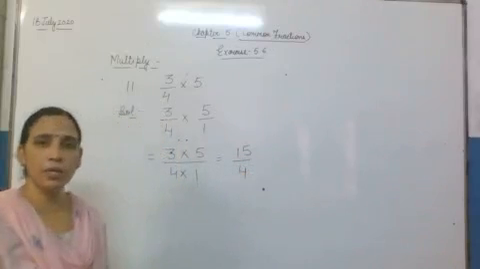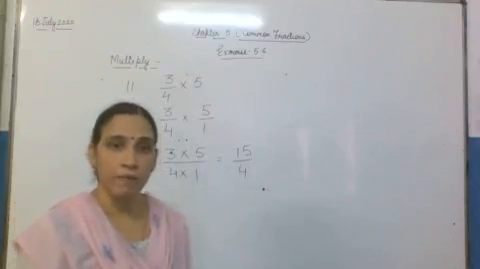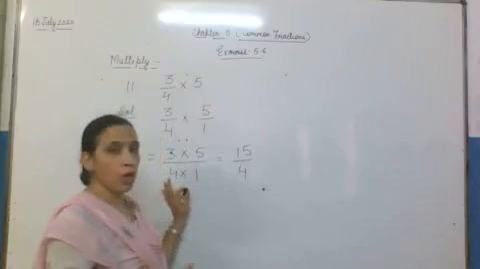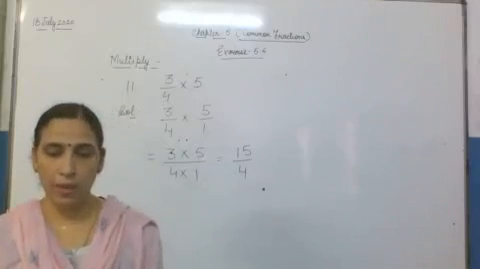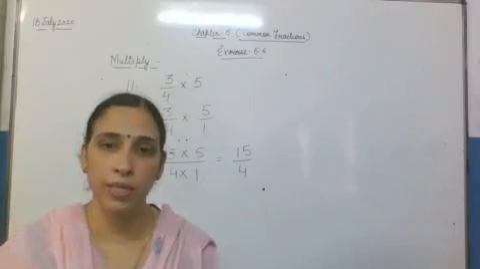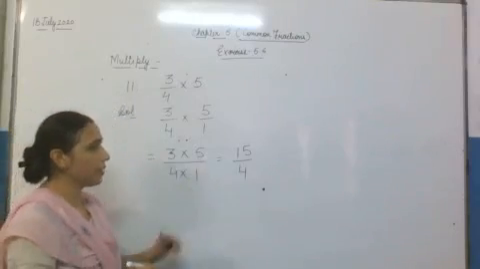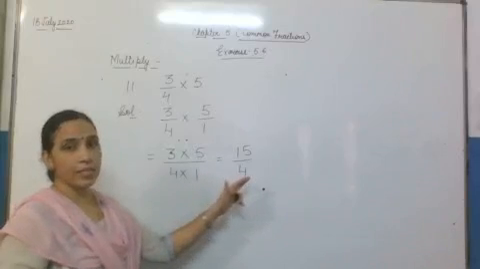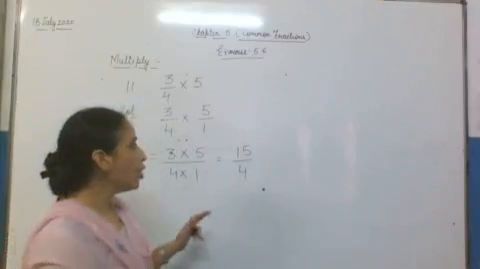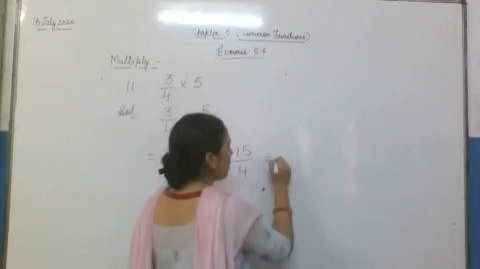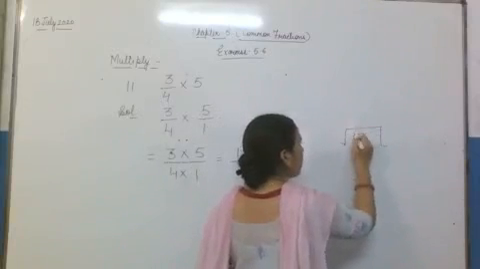We simply do the multiplication. We don't need to do anything else. If we don't get any common factor, we have to multiply the numerator by the numerator and denominator by the denominator. Now what is the next step here? The next step is, because this fraction is an improper fraction, you are supposed to convert it into a mixed fraction. So we will convert it.